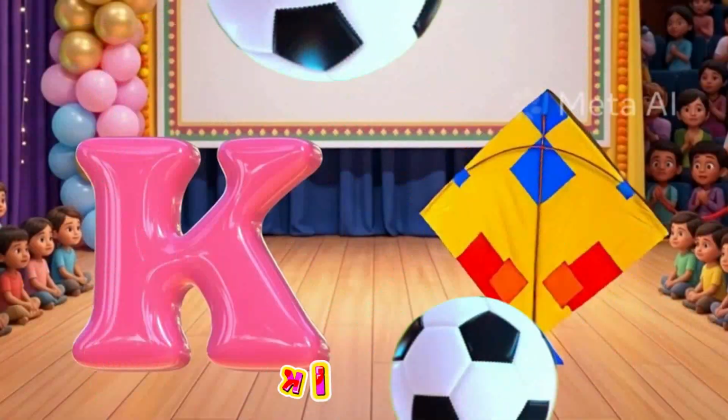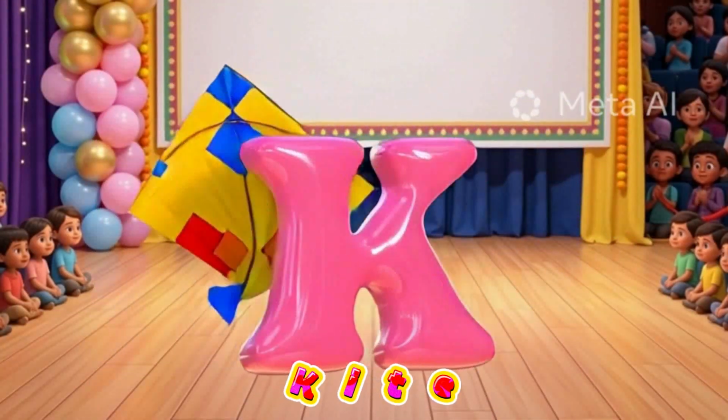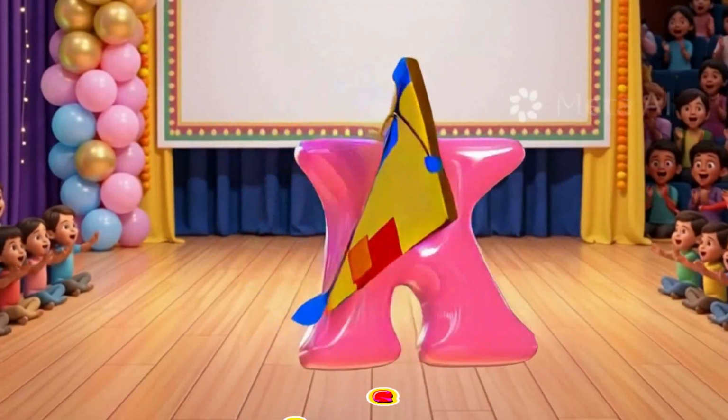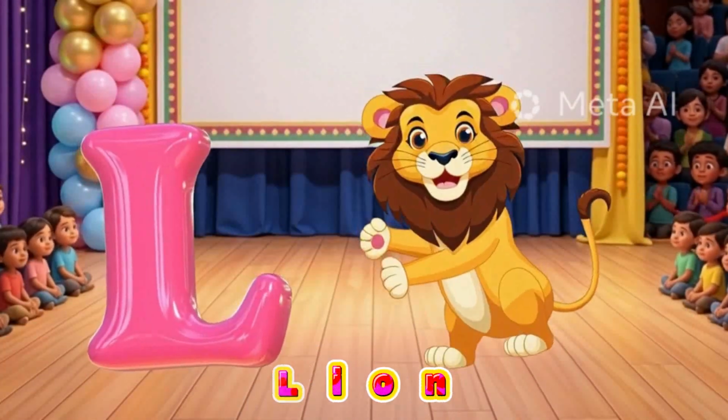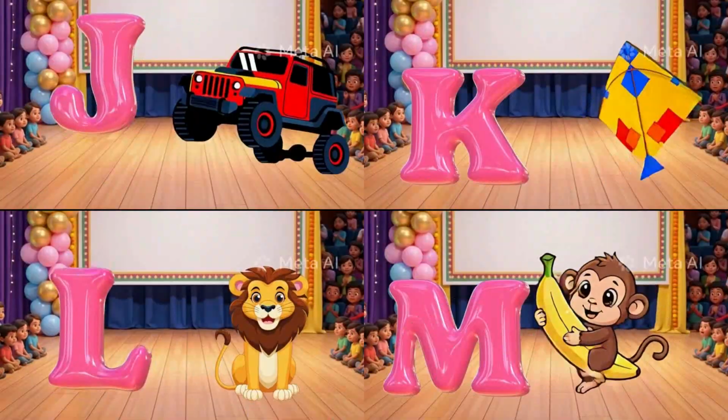K is for kite. K, K, kite. K, K, kite. K is for kite. L is for lion. L, L, lion. L, L, lion. L is for lion.